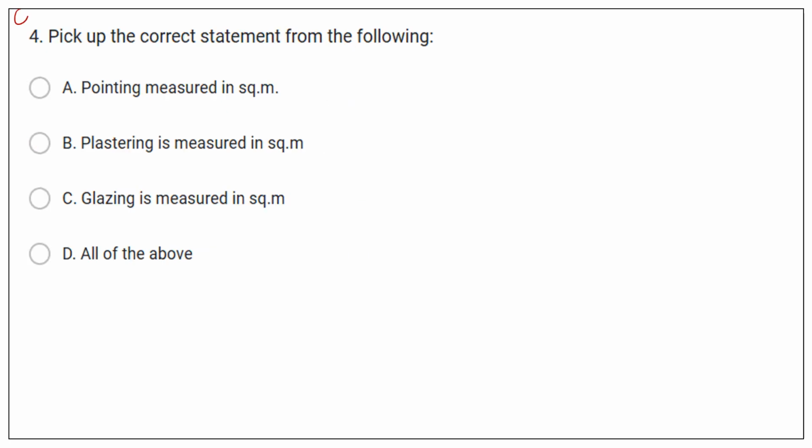Then question number 13. Pick up the correct statement from the following. So the first statement is pointing is measured in square meter. Pointing is a similar procedure like plastering. In case of pointing, we just fill the joints between the bricks, and in case of plastering, we fill the whole area of the brick or the brick masonry. Pointing is measured in square meter. This option is correct. Second, plastering is in square meter. Second is also correct, and glazing is also measured in square meter. All of the above are correct. So here the last option is correct.